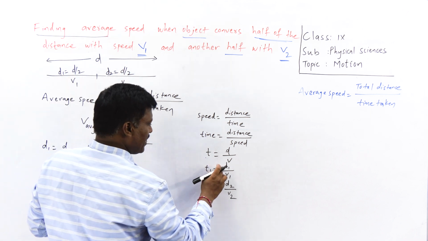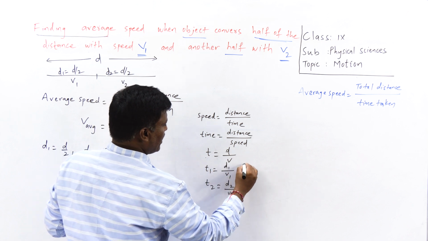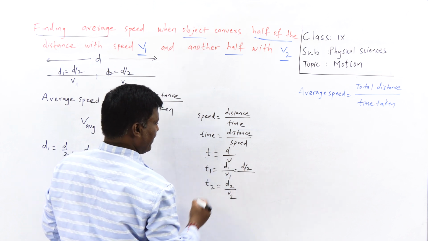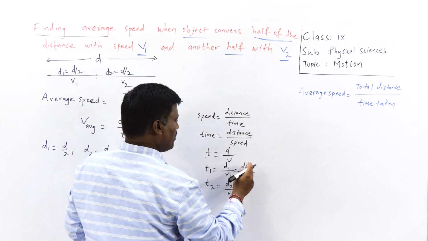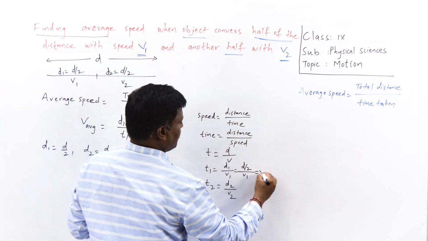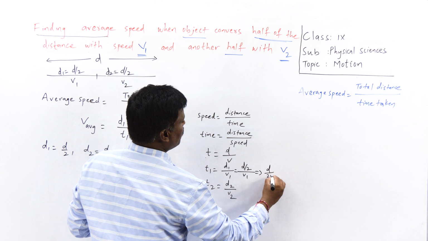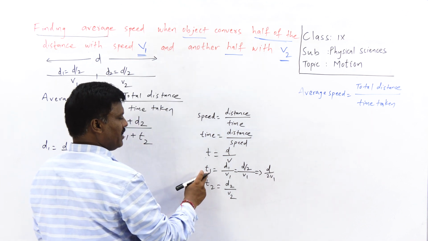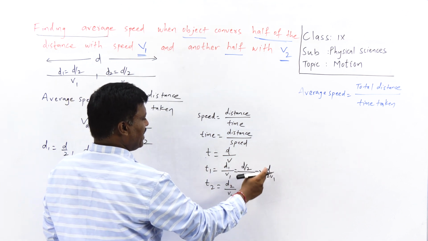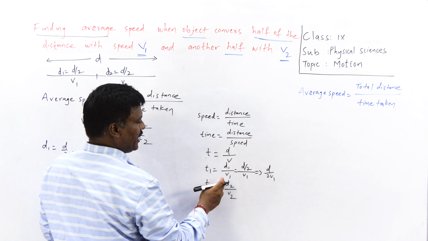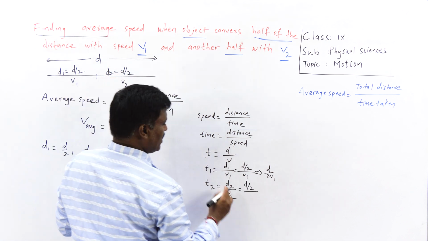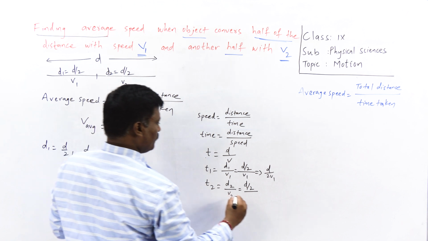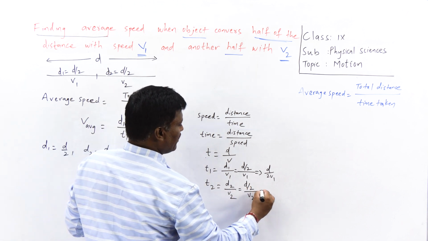Now in the place of this D1, what we have to write? D by 2 by V1. V value is equal to V1. So D by 2 by V1 becomes D by 2V1. If this is the time value, T1 is equal to D by 2V1. In the same way, D2 by V2. What is the D2 value? D2 value is D by 2. V2 is as it is V2. Then this will become D by 2V2.